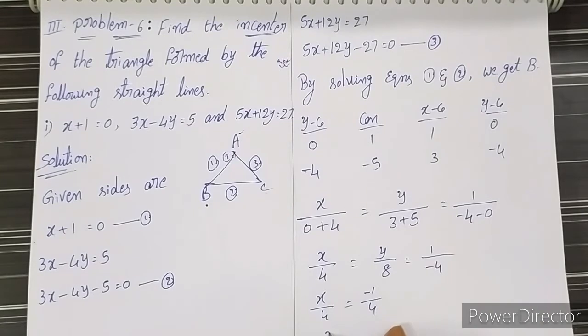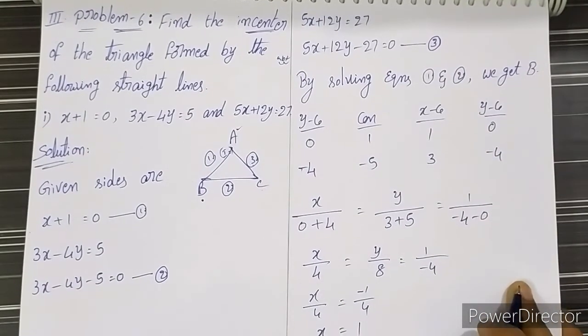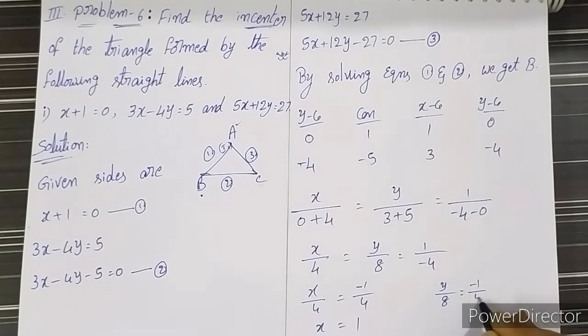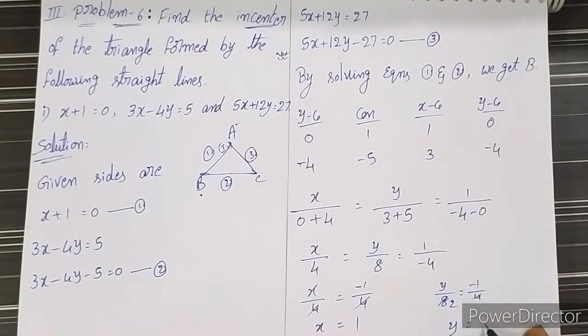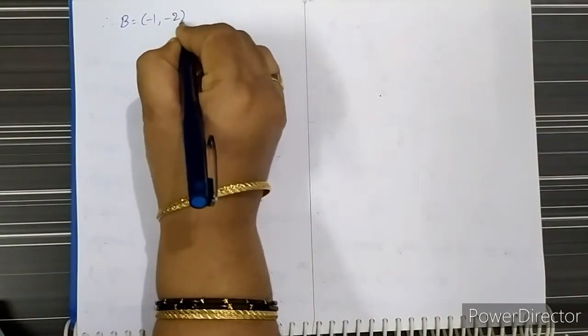Then x by 4 equal to minus 1 by 4, so x equal to minus 1. And again y by 8 equal to minus 1 by 4. The 4 cancels, 4 twos are 8, so y equal to minus 2. Next, the vertex B equal to minus 1 comma minus 2.